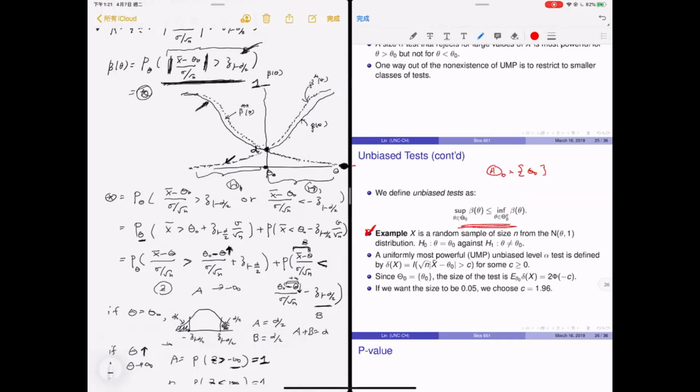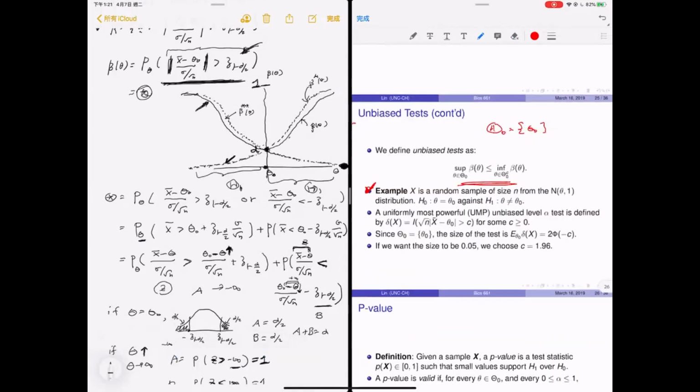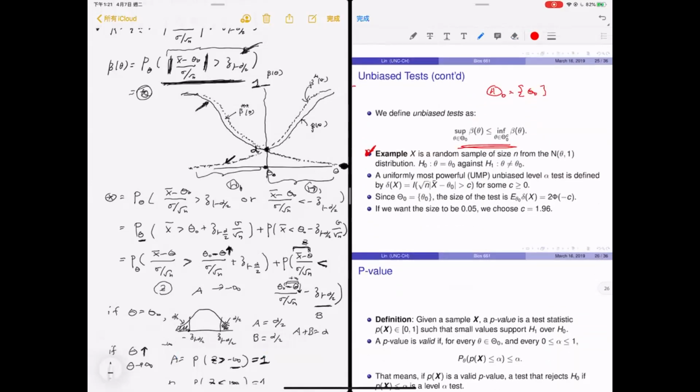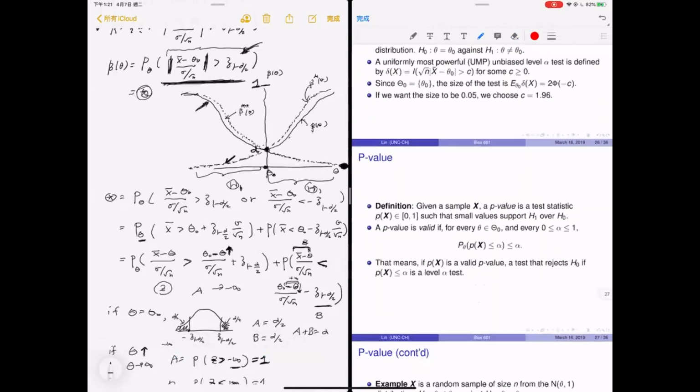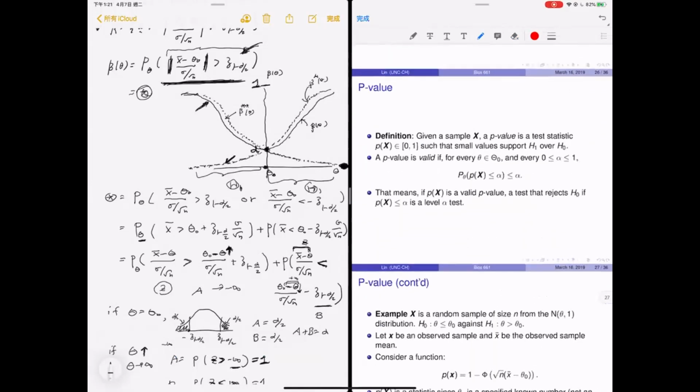We are not going to go into unbiased tests that much at this level. But next year, for PhD students in 761, you are going to talk about unbiased tests a little bit. Good. Wow, I spent so much time explaining this already. We are about 25 minutes away.